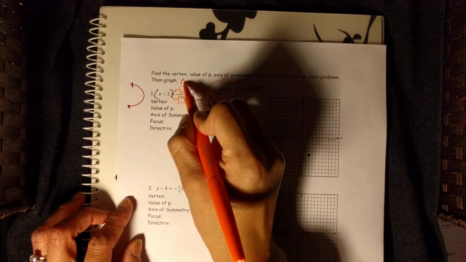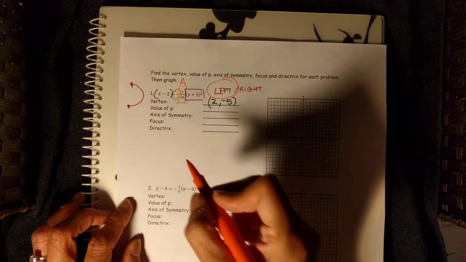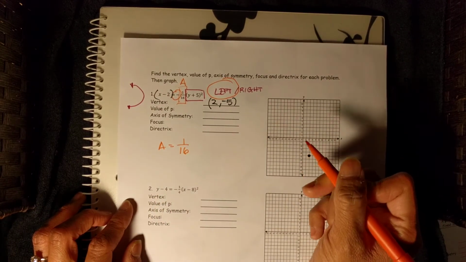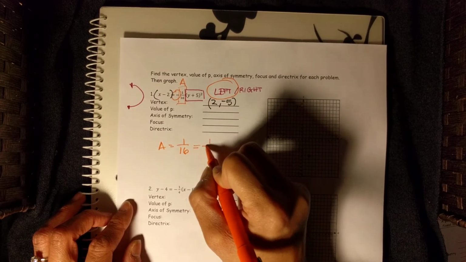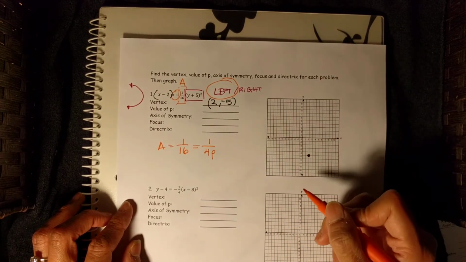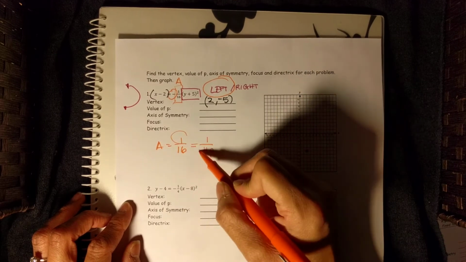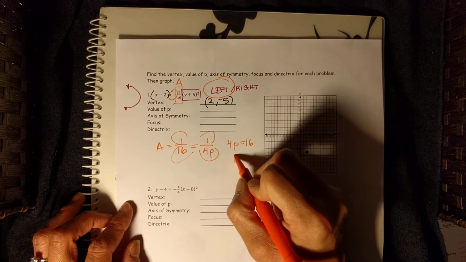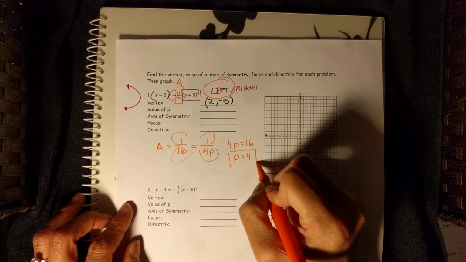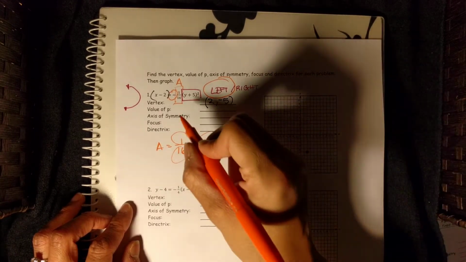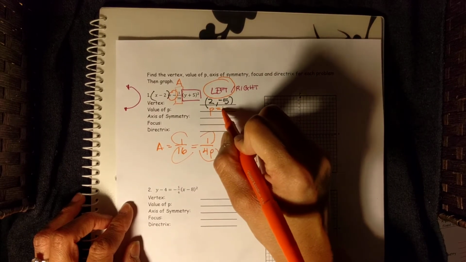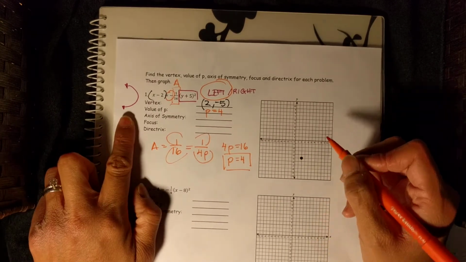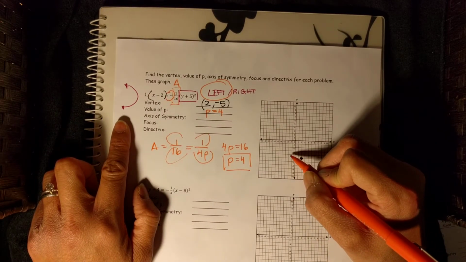Well, notice how this used to be a for us, whatever number's in front of the square term. So identify what number you have in front of the square term, and you're always going to set that equal to 1 over 4p. From there, you can cross multiply and see that 4p is 16. So p, this focal distance, is going to be 4, which means that in the direction that my parabola is going to open, I'm going to go 4 squares.